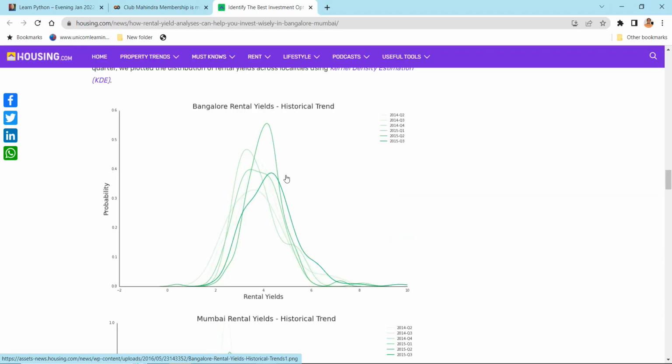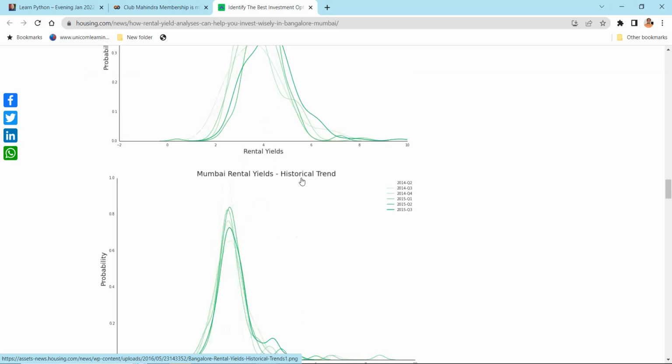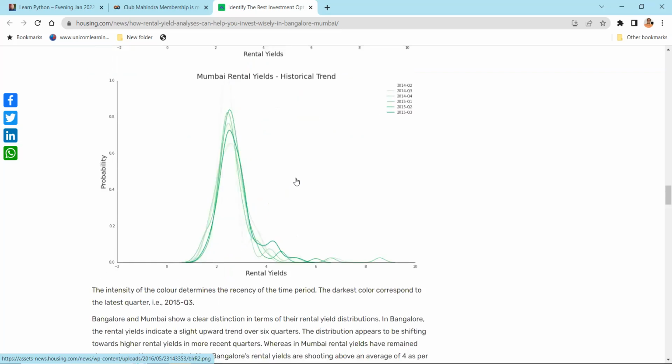And now we will move to our Mumbai data. So this is Mumbai, same period, 14 Q2 to 15 Q3. Now tell me, what do you notice about Mumbai? And then we'll talk about comparison. What do you notice here? There is not so much difference by quarter. Correct. This is more or less fixed here.